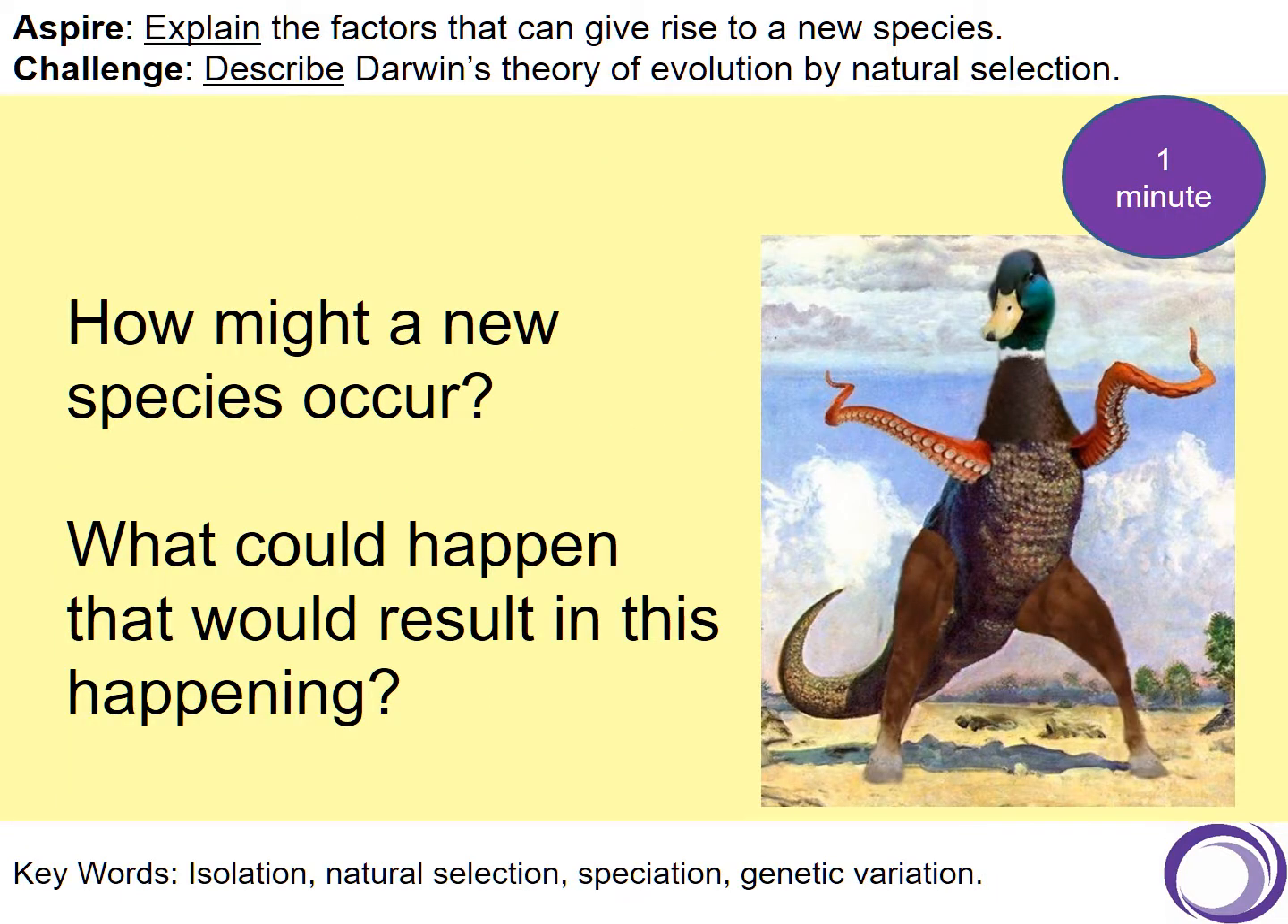So we're going to think back to a question I asked you at the beginning. How might a new species occur? And what could happen that would result in this happening? I'm just going to give you 1 minute to think about the theory of natural selection, what we've gone over so far, and to put your ideas together for how a completely new species may occur. And remember, a species has to be able to successfully breed with other individuals from the same species. If it was a new species, they would no longer be able to successfully breed. 1 minute starting now.